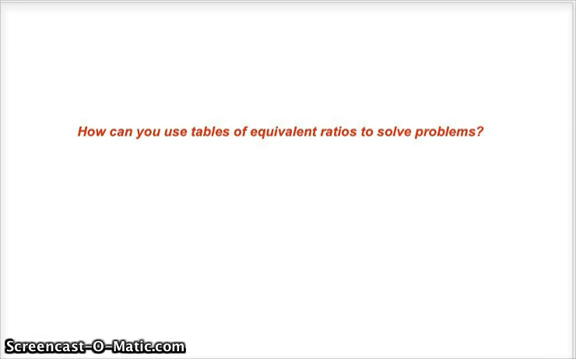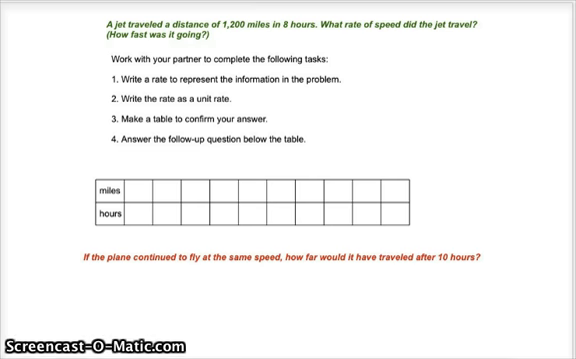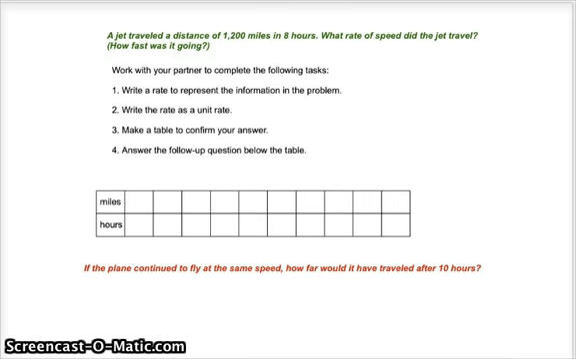We use tables of equivalent ratios to solve problems. Let's look at a couple of problems here. A jet traveled a distance of 1,200 miles in 8 hours. What rate of speed did the jet travel? Okay, how fast was it going?